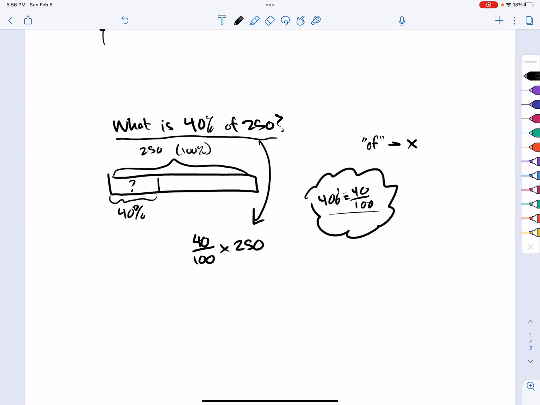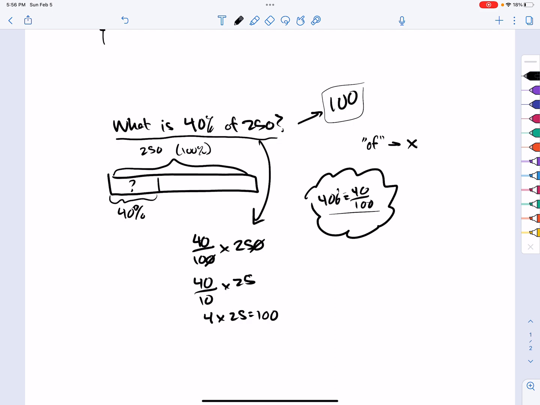Then depending on what your numbers are, you could simplify, or you could multiply. These look like they're going to be pretty friendly, but I'm still going to simplify by dividing by 10, and then I have 40 over 10 times 25. I know 40 divided by 10 is 4, so as I go through and solve this, 4 times 25 is 100. So 40% of 250 is 100. And that's our answer.